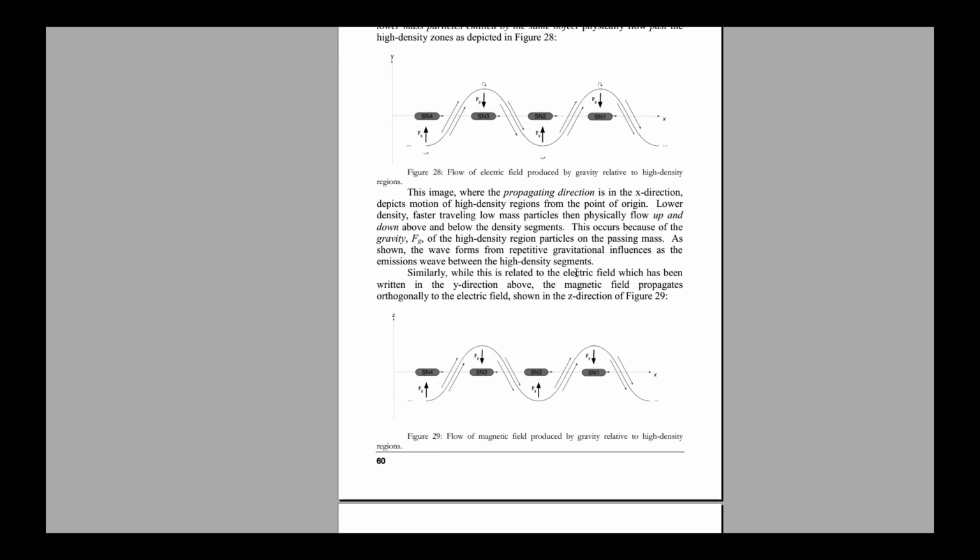Similarly, while this is related to the electric field, so this one in the y direction, x is in this image the electric field. While this is related to the electric field, which has been written in the y direction above, the magnetic field propagates orthogonally to the electric field, shown in the z direction of Figure 29. So it's the same idea, just this time it's in the z direction.